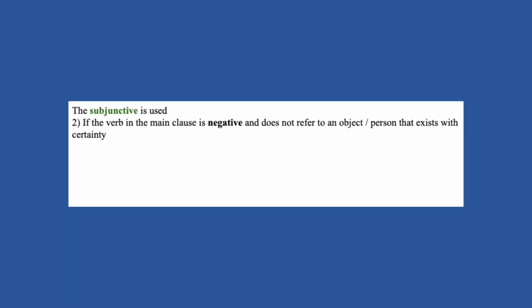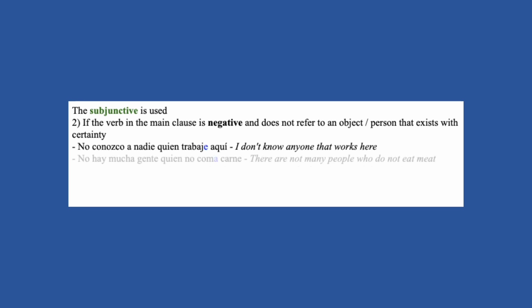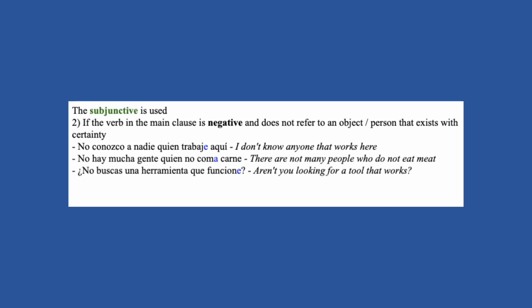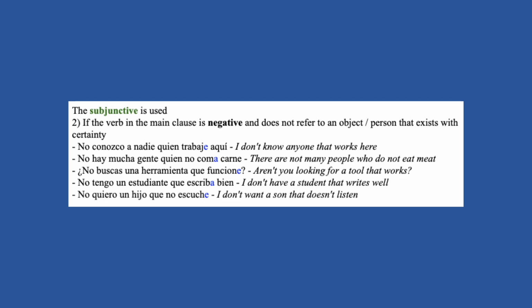If the verb in the main clause is negative and does not refer to a specific object or person that does exist with certainty, then we again use the subjunctive. No conozco a nadie quien trabaje aquí. No hay mucha gente que no coma carne. ¿No buscas una herramienta que funcione? No tengo un estudiante que escriba bien. No quiero un hijo que no escuche. None of these sentences refer to specific people or objects, so we again use the subjunctive.